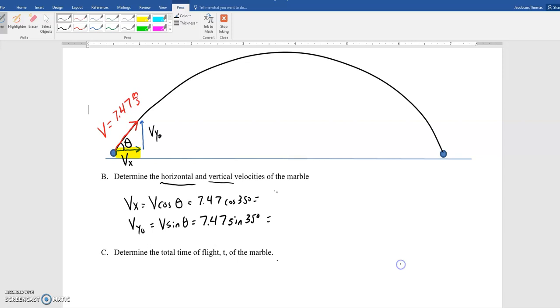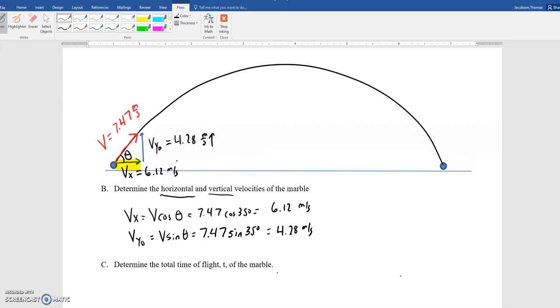Which is 6.12, and the other one is 4.28. So I'm going to write that in. So this right here is 4.28 meters per second going upwards, and this is going to be 6.12 meters per second going to the right.